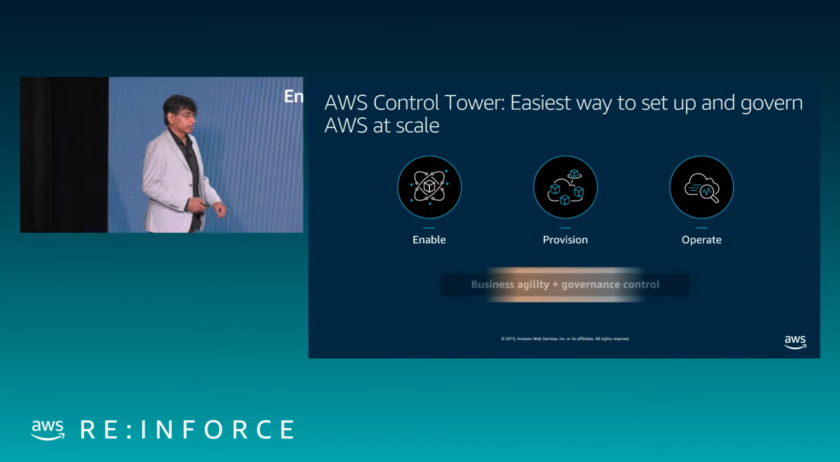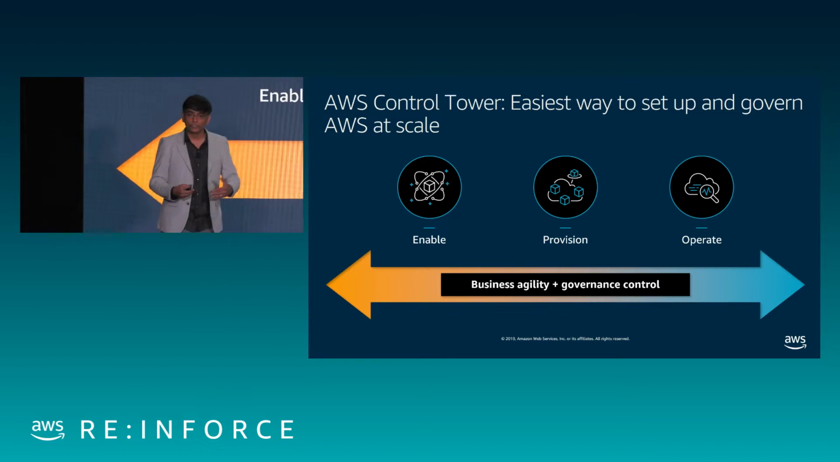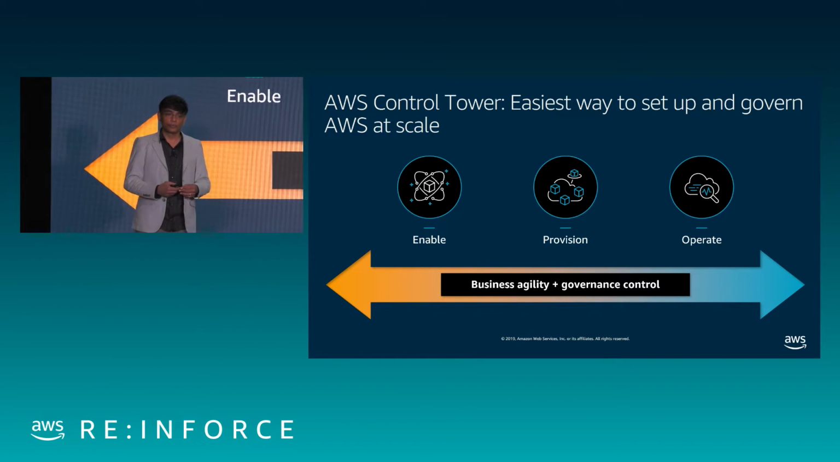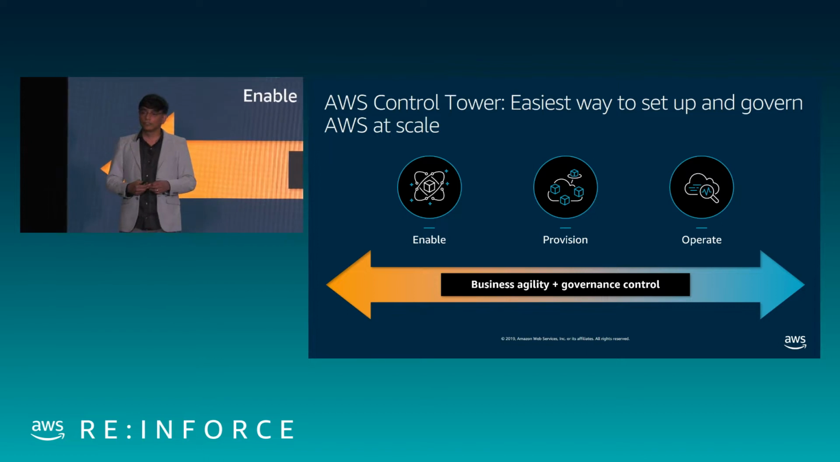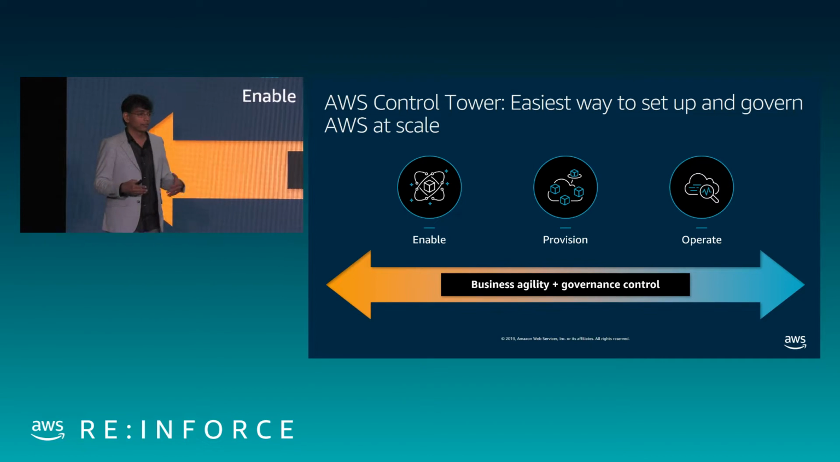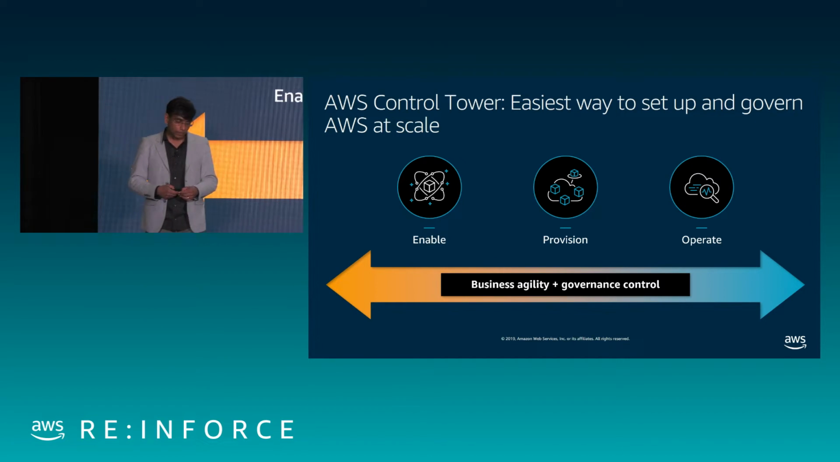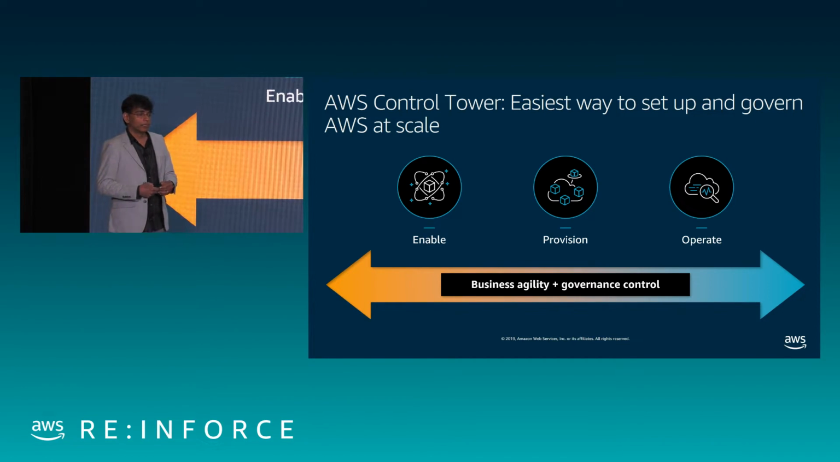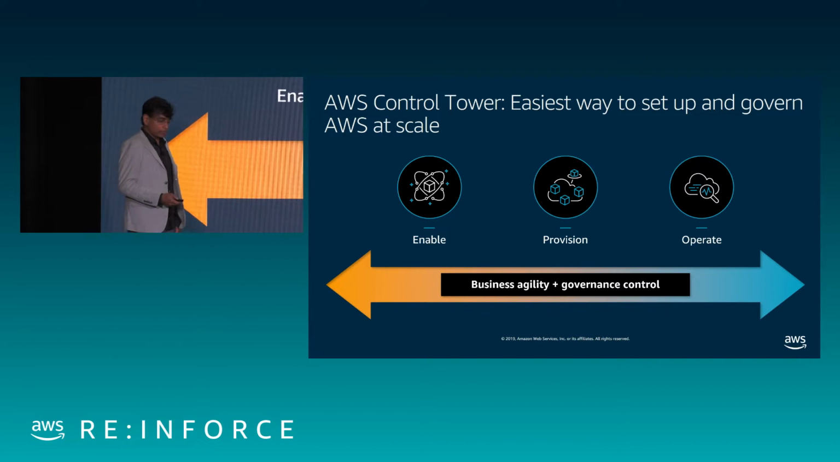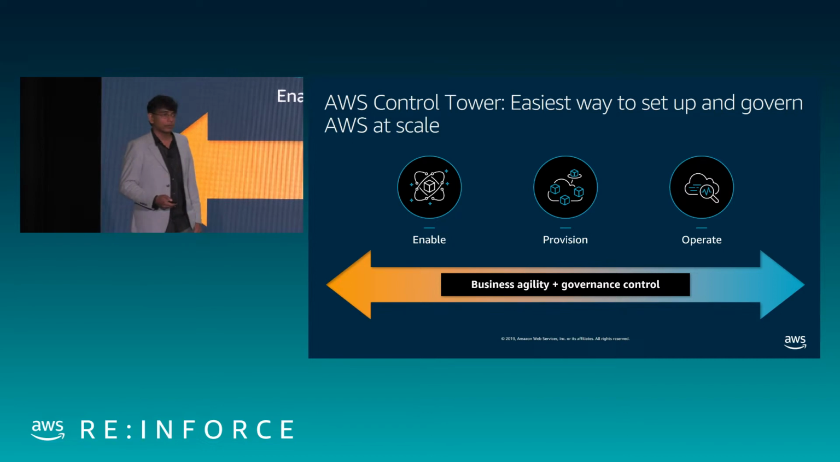So what is Control Tower? Control Tower is a new service we just announced general availability 2 days ago. It's a service that provides you the easiest way to set up and govern your multi-account AWS environments at scale. With Control Tower, you can enable, provision, and operate your AWS environment with the business agility and the governance control that you need in your enterprise. So now let's look at the three components or the three benefits that Control Tower offers you.